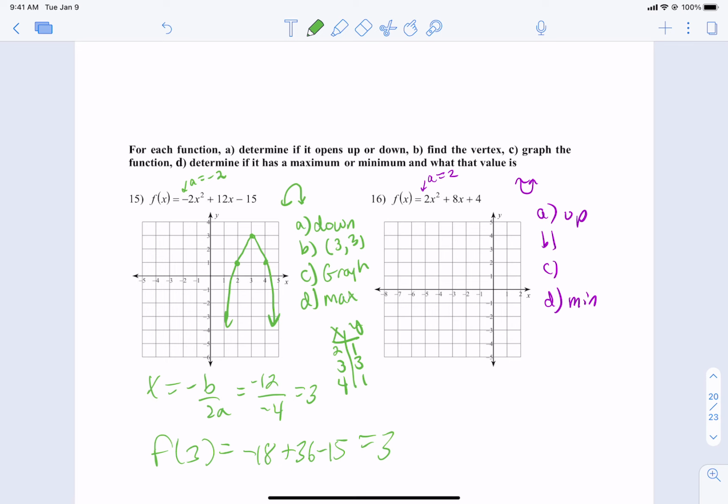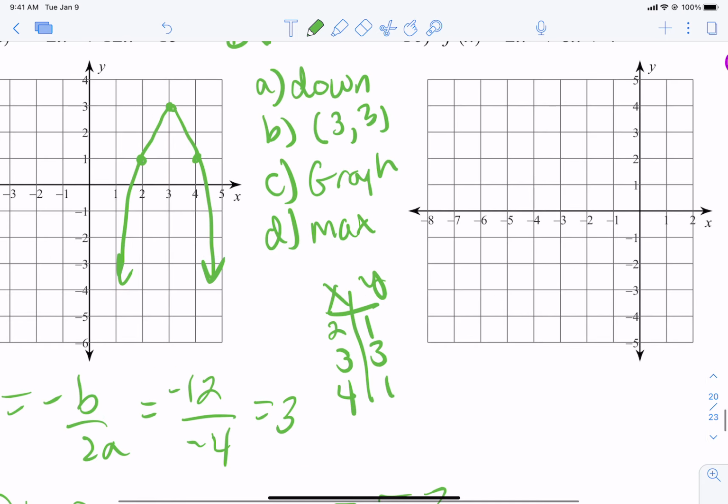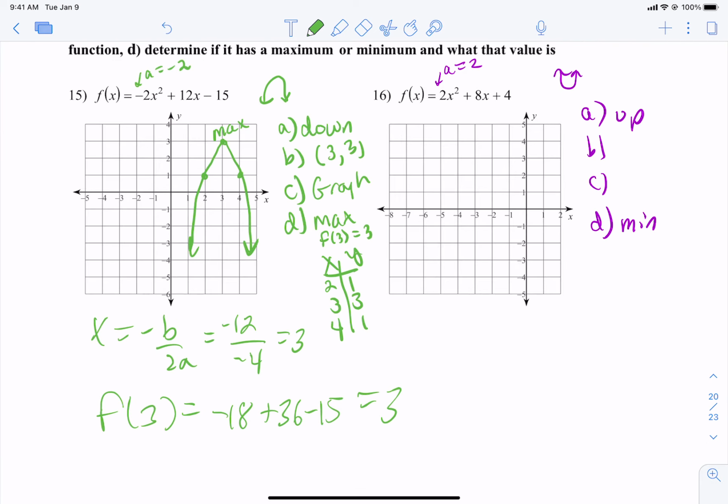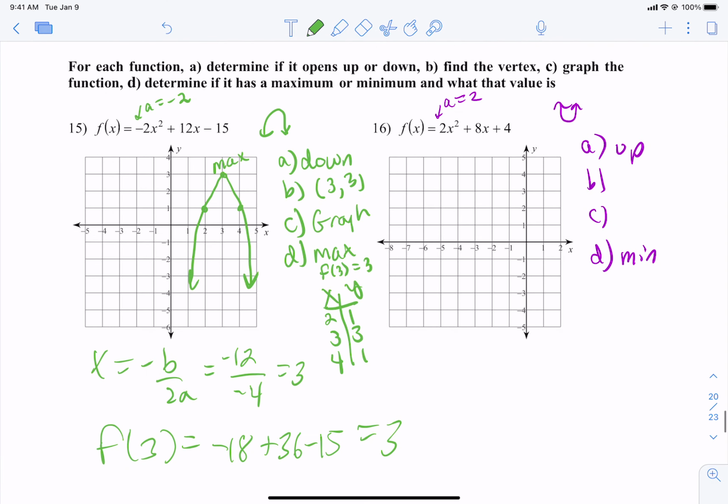Now let's see if we've answered all the question. We said it opens down for part A. B, we found the vertex was 3, 3. C, we graphed it. D, determine if it's a max or min and what is the value. So we determined it was a max, and then for the value, just put f of 3 equals 3, because that tells me that the x value was 3 and that the maximum is also 3. This right here is the max. Any questions on 15? Okay.